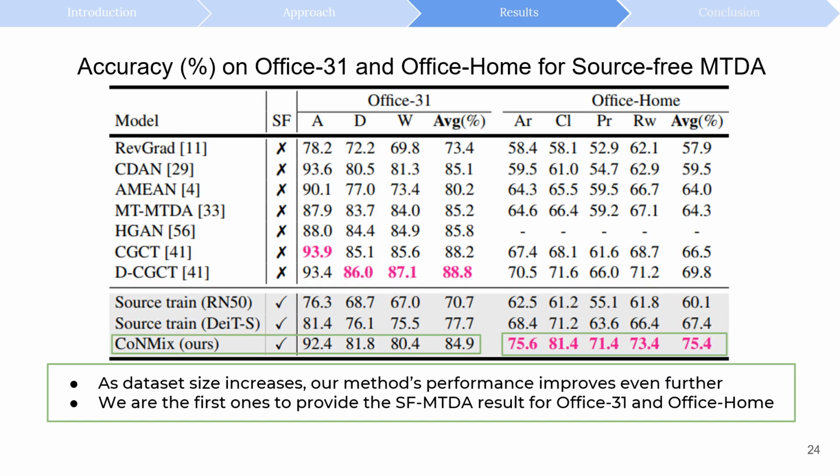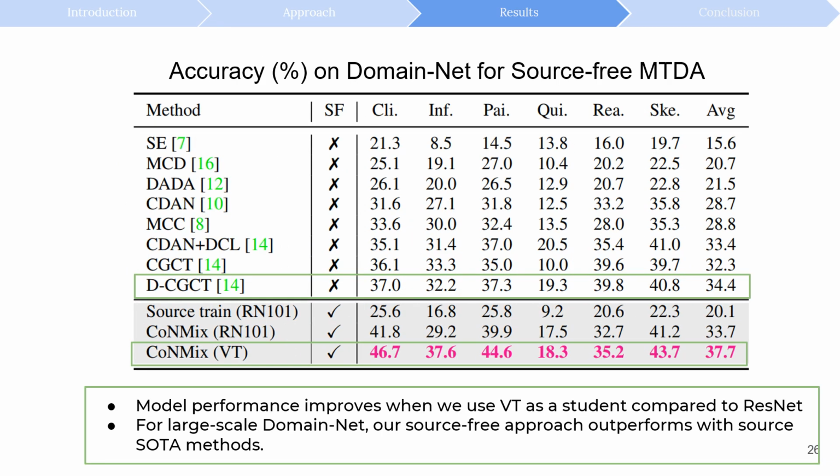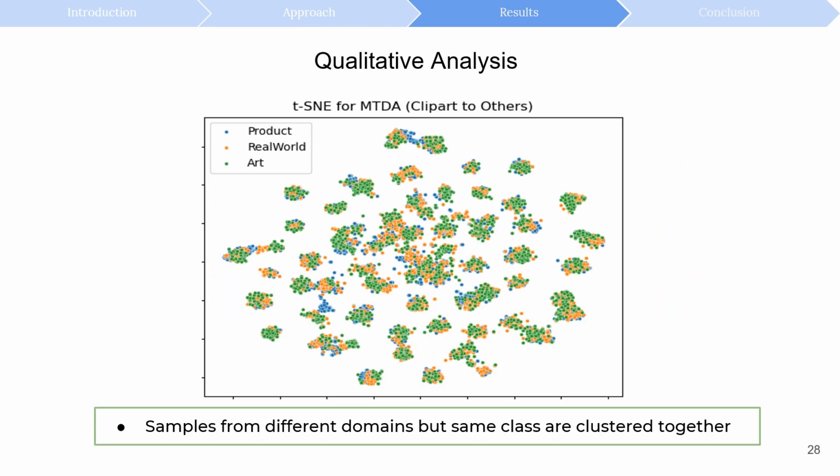We study source-free multi-target domain adaptation for the first time. Therefore, these results will be a good baseline for future work in this direction. We observe significant performance gain for CoNMix on large-scale domains and datasets. The model performance improves even further when we use Vision Transformer as a student network backbone. In this TSNE plot for source-free multi-target domain adaptation, we try to see how well classes from different domains are clustered, and we observe that samples from different domains but the same classes are clustered together.